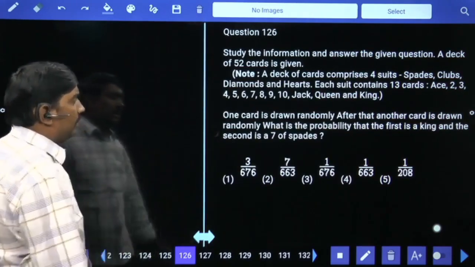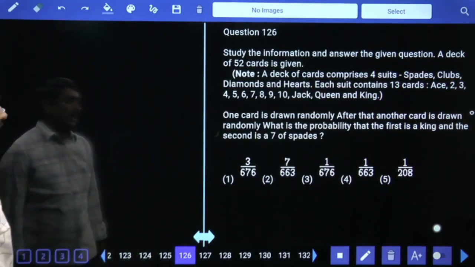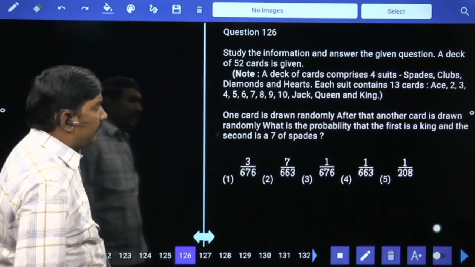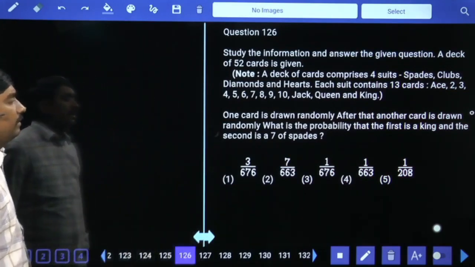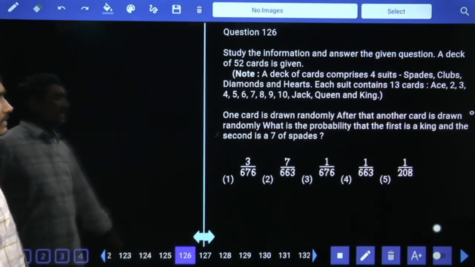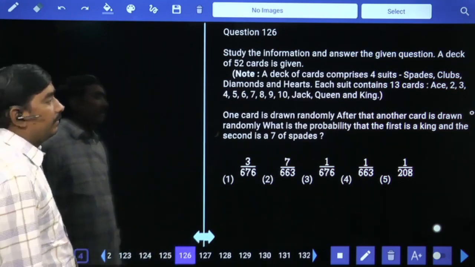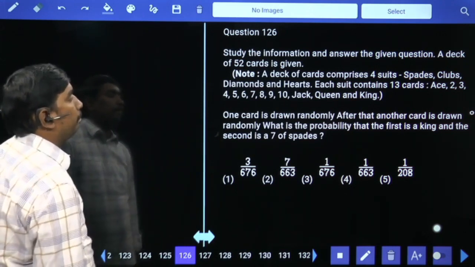One card is drawn randomly. After that, another card is drawn randomly. What is the probability that the first is a king and the second is a 7 of spade? Okay.